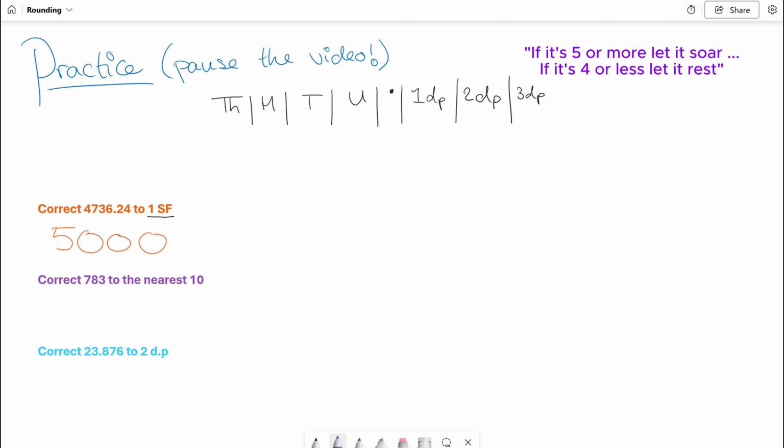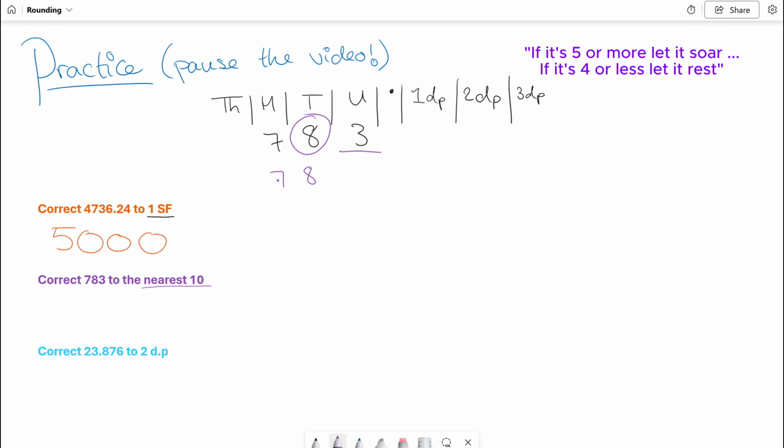So the next one is 783 to the nearest 10. So I'm going to write 783 here. We want to the nearest 10. So the 10 column is here. I'm going to circle that and underline the one directly to the right. Is it 5 or more? No, it's 4 or less. So we're going to keep it the same. 8 is going to stay the same.